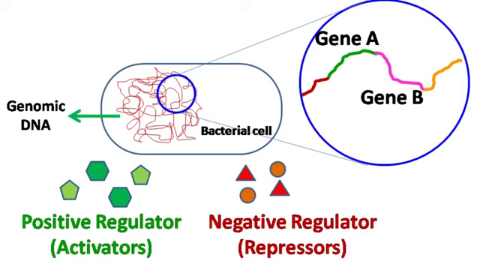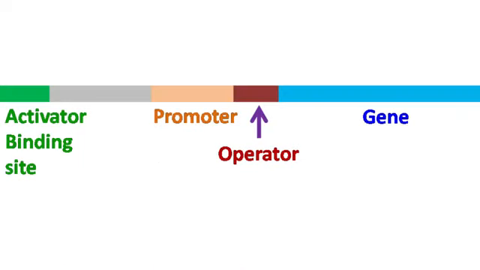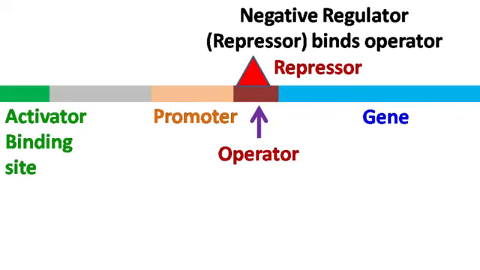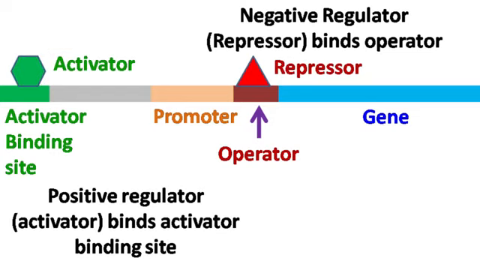The signals that positively regulate gene expression are called activators, while the signals that negatively regulate gene expression are called repressors. Both activator and repressor are DNA binding proteins that regulate gene expression. The DNA sequence at which the repressor binds is called an operator, while the DNA sequence at which the activator binds is called an activator binding site.